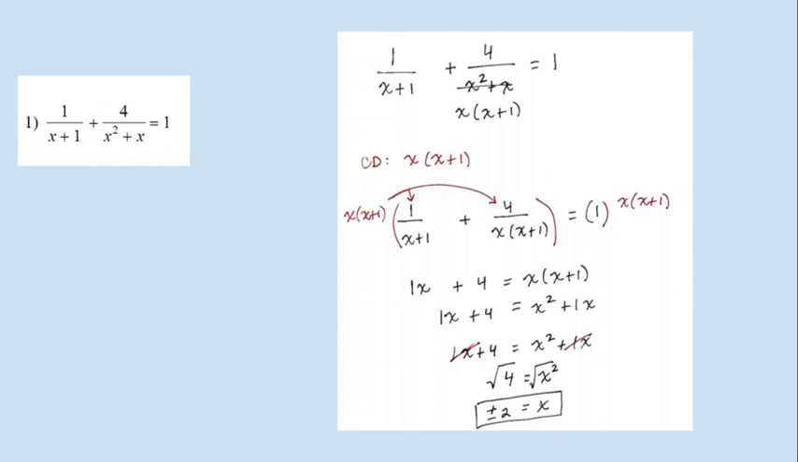Here's example number 1. The problem is over here on the left, and on the right you can see my work. The first thing I did was I noticed that x squared plus x had a common factor of x, so I factored it out. Then think about what the common denominator would be. The common denominator would be x times x plus 1. Multiply both sides of the equation times x plus 1.